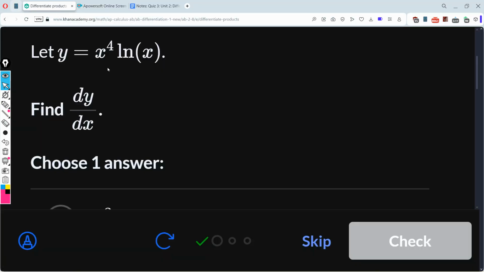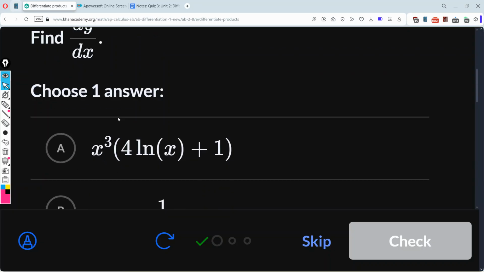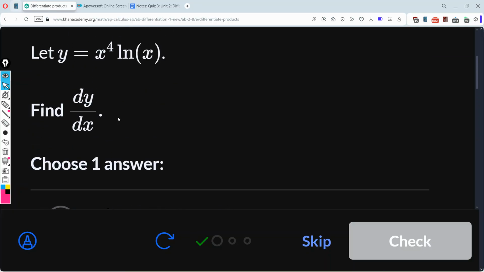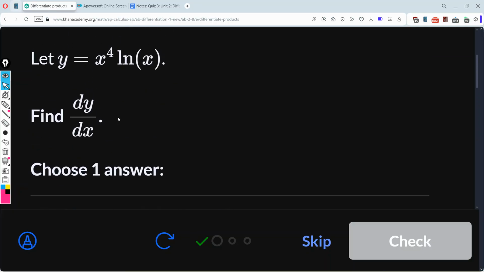All right, here we have x to the fourth times ln of x. We're finding the derivative as usual, but we have to get it in the form that they have it in. So let's do our work first, and then we'll factor or whatever if we have to. We'll say x to the fourth is the first term, we'll call that u, and we'll say ln of x is the second term, we'll call that v. These are multiplied by each other, so we're just using the product rule.